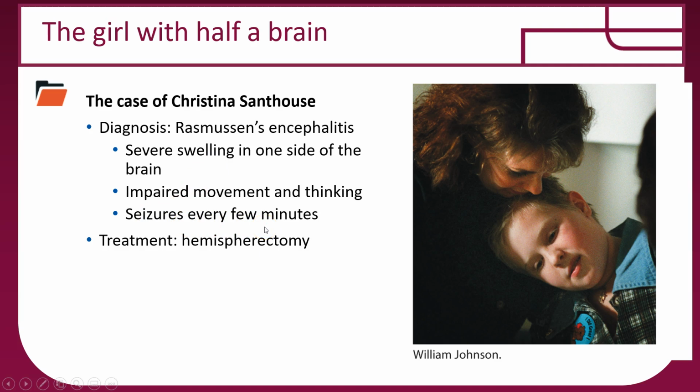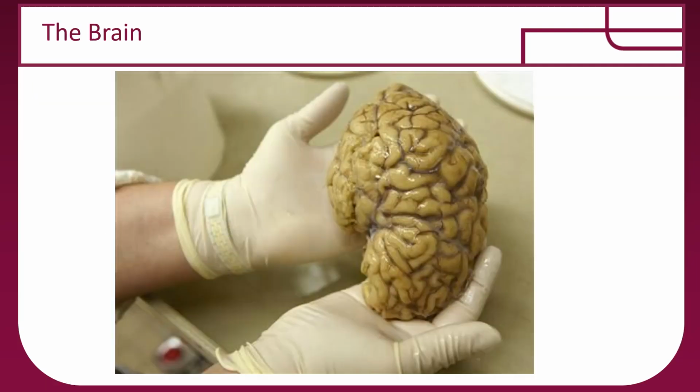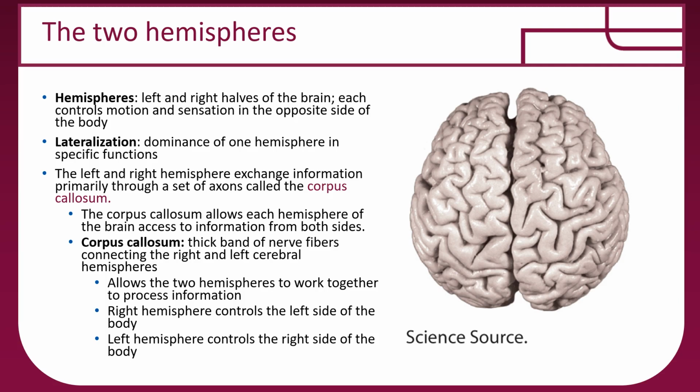And so when nothing else works and you have a very severe brain disorder, sometimes a treatment would be brain surgery, and in this case a hemispherectomy, meaning they removed half of this child's brain. Here is the brain, just in case you want to see what it looked like. Looks just like that. I've had the opportunity myself to hold and do research on a brain, and it feels like very hard jello, if you would imagine that texture.